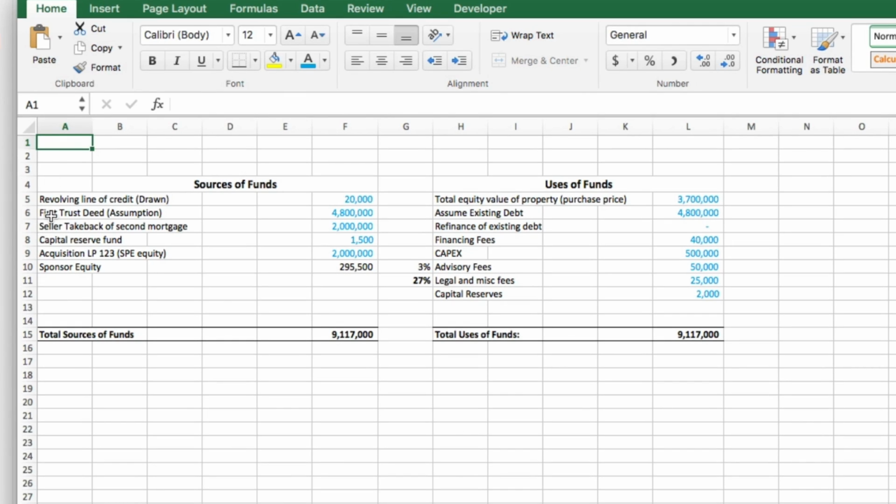Let's say you're going to a capital provider. You've got the first trust deed already covered. Let's say that's covered by a Wells Fargo mortgage. And you find somebody, maybe not the seller, somebody else who wants to provide you a contribution of $2 million. So this is no longer seller take back. This is just a secondary, and this particular second is being provided by a high net worth individual. A high net worth individual comes in and is willing to contribute $2 million until they look at your sources and uses table and they see there's an acquisition LP 123 SPE in here.